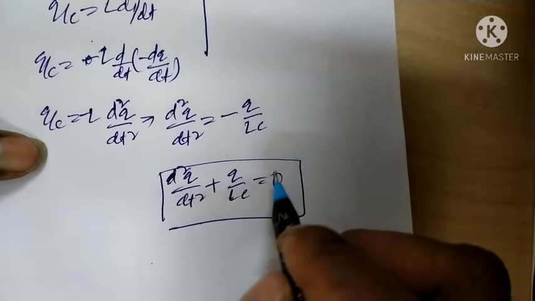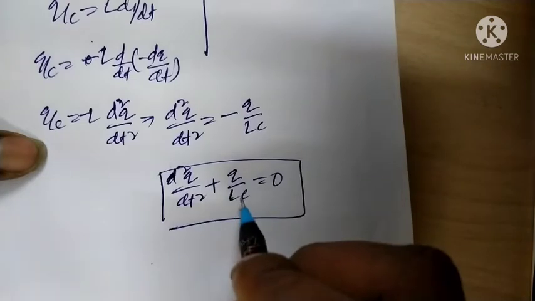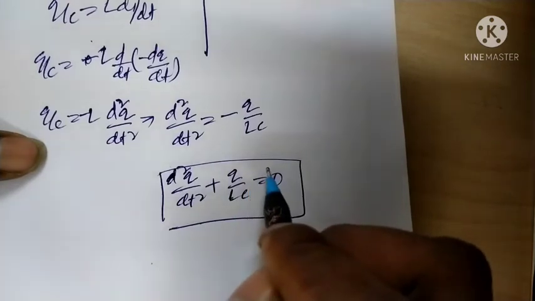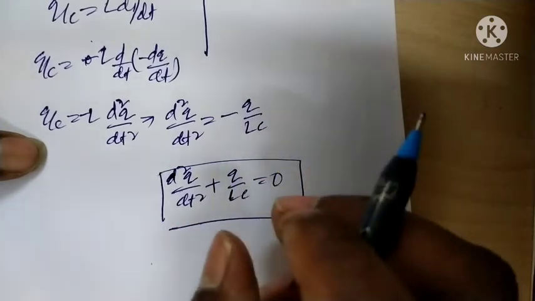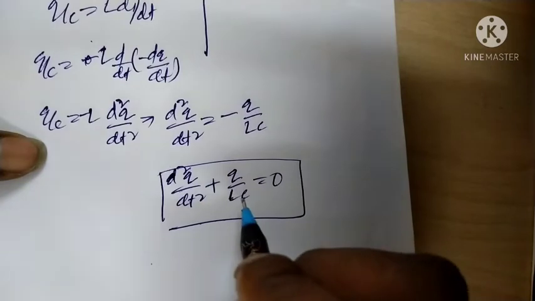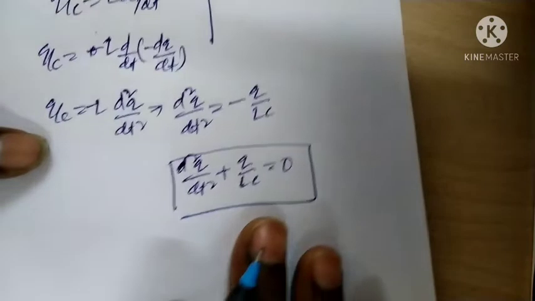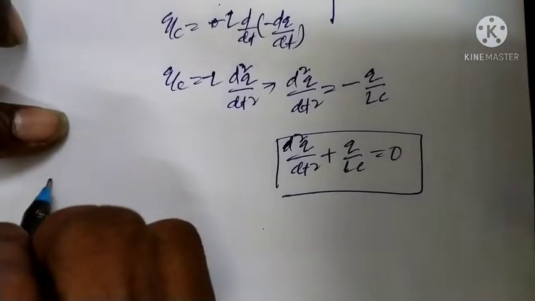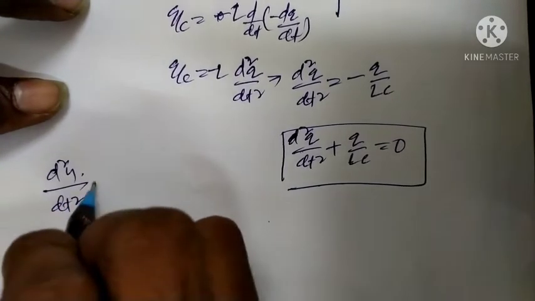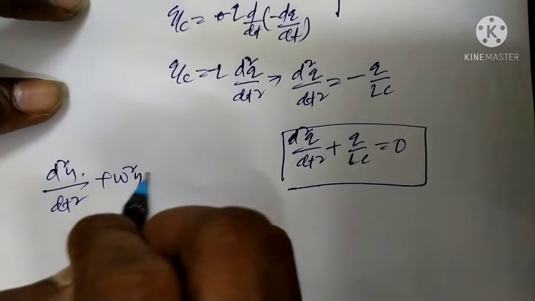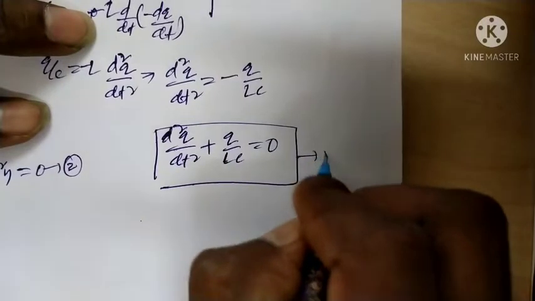This is, in the case of classical mechanics, d square Q by dt square plus Q by C, the equation of motion in the LC oscillation or LC circuit. That can oscillate. This equation of motion can be matched with simple harmonic motion or an oscillator. What is the oscillator formula? d square y by dt square plus omega square y is equal to 0. This is equation number 2. This is equation number 1.